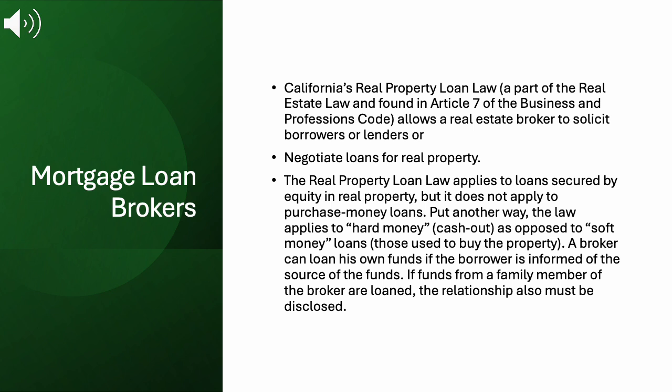California's real property loan law, part of the real estate law and found in Article 7 of the Business and Professions Code, allows a real estate broker to solicit borrowers or lenders or negotiate loans for real property. The real property loan law applies to loans secured by equity in real property, but it does not apply to purchase money loans. Put another way, the law applies to hard money cash out as opposed to soft money loans, those used to buy the property.